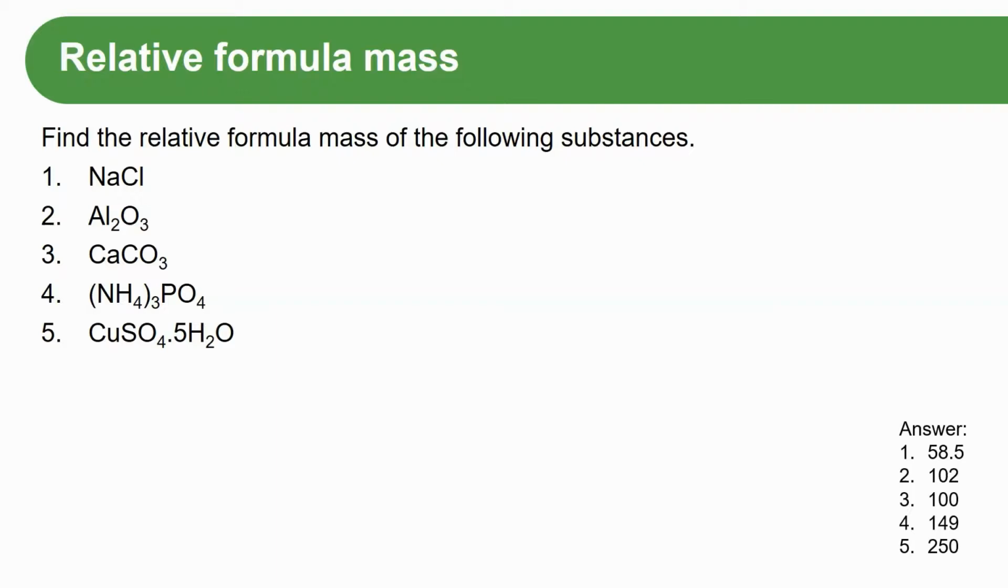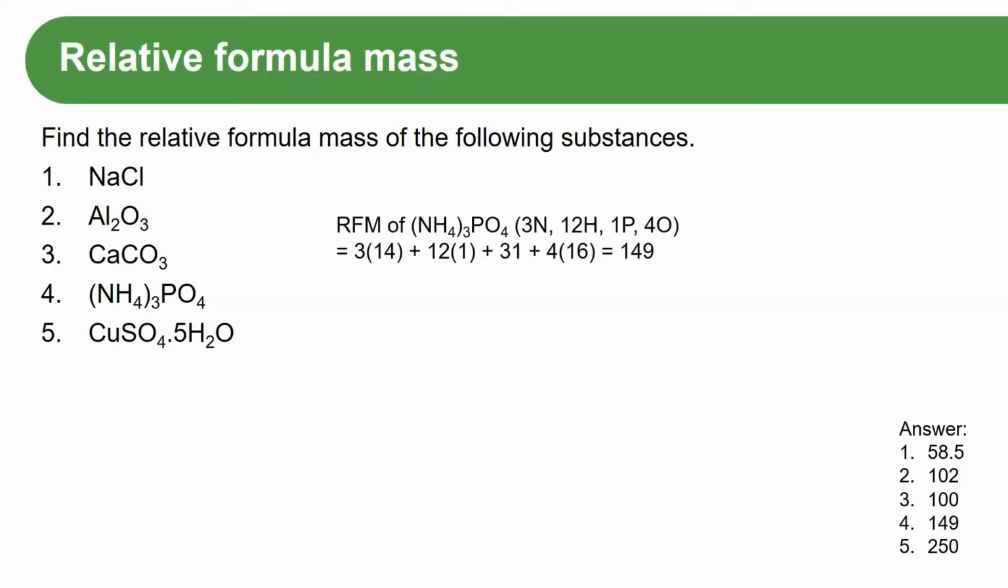I would just like to explain number 4 and 5. For number 4, you need to be very careful with this bracket here. Ammonium phosphate. That means there's 3 times of ammonium ion. If we calculate the number of atoms, we have 3 nitrogen, 12 hydrogen, 1 phosphorus, and 4 oxygen. So the relative formula mass is 149.